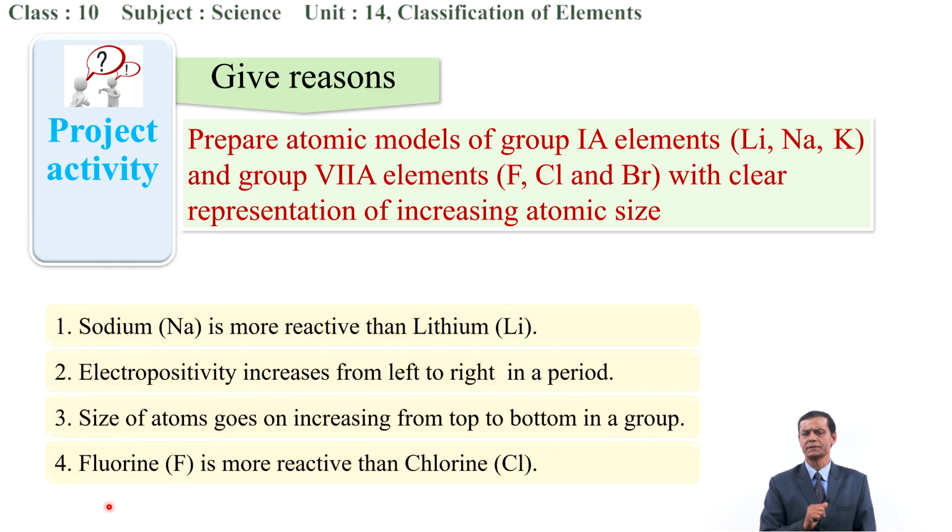Similarly, another question is fluorine is more reactive than chlorine. Why? Because atomic size of fluorine is smaller than atomic size of chlorine. So fluorine gains one electron quickly than chlorine, isn't it? It is related to reactivity.